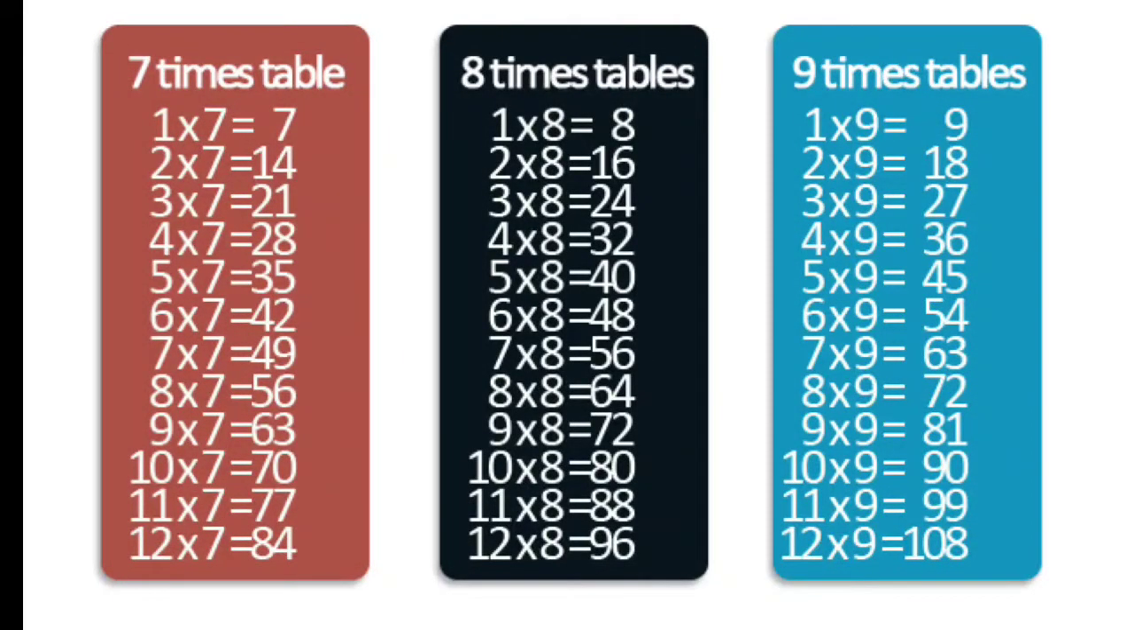Even if you take 11, 11 ones are 11, so 11 is a multiple of 11. If you take 11 into 2, 11 twos are 22, so 22 is a multiple of 11.